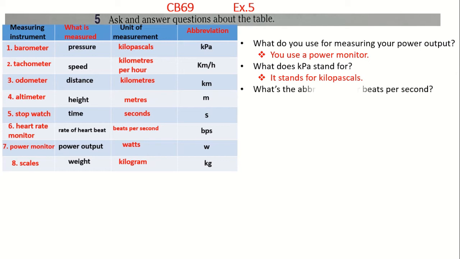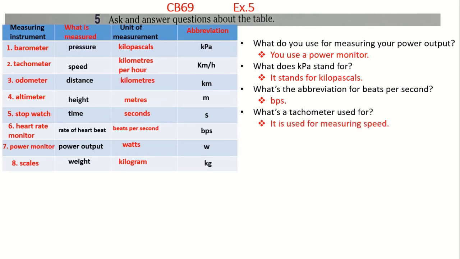Or you can have a question like this. What's the abbreviation for bits per second? And the answer is good, BPS. You can also have a question about what the measuring instruments measure. Like, what's a tachometer used for? And the answer is, it is used for measuring speed. Very good. You can also have questions like this. What does a barometer measure? And the answer is, it measures pressure. Now, think of other questions and answers and share with us on Teams.